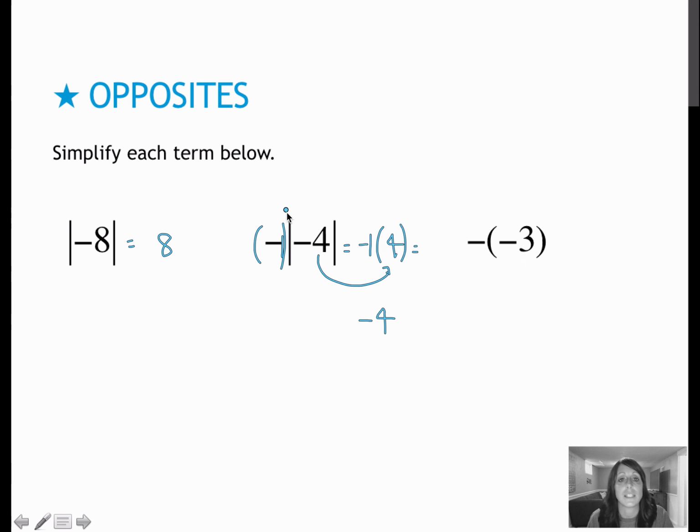And my last one, see, this one had the absolute value brackets. This one does not. So they're saying the opposite of -3, which is of course +3, or you can keep, flip, change to make it +3.